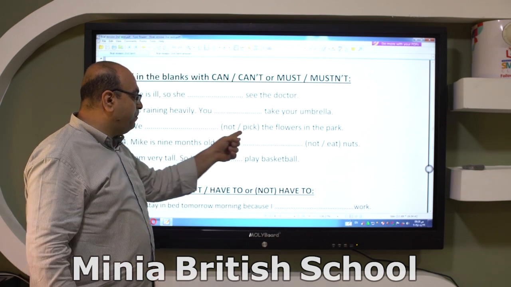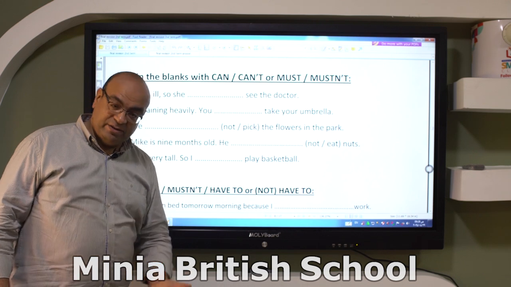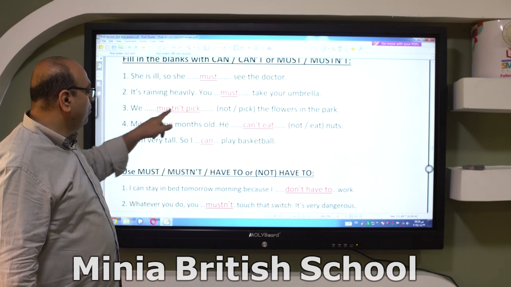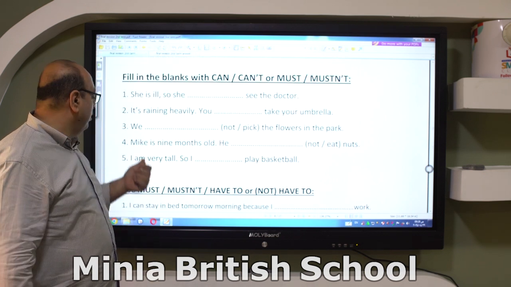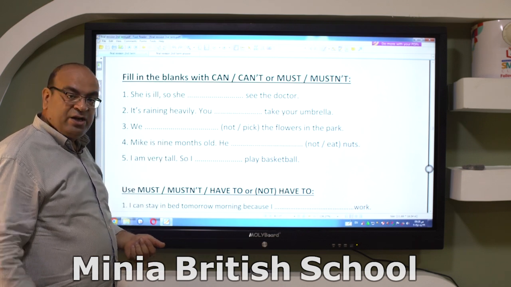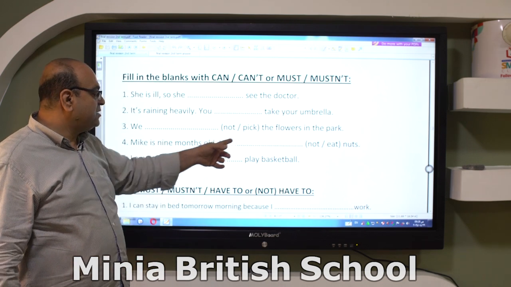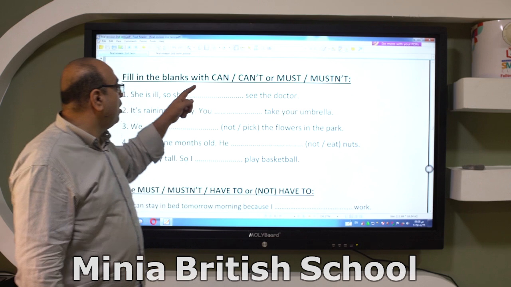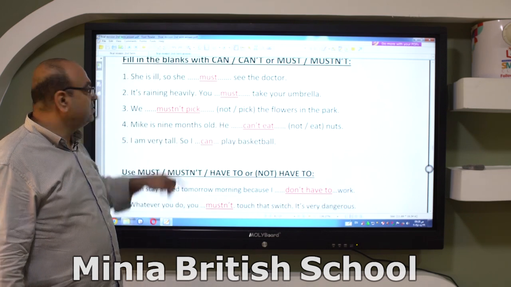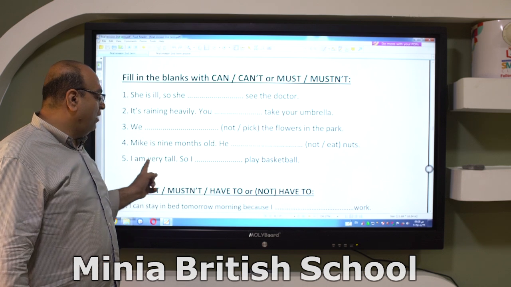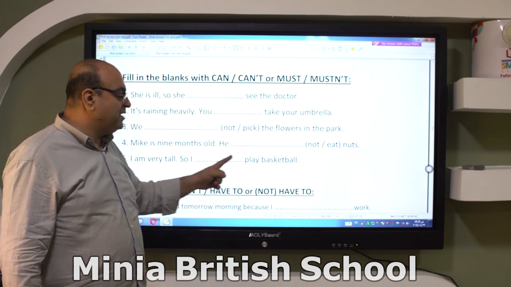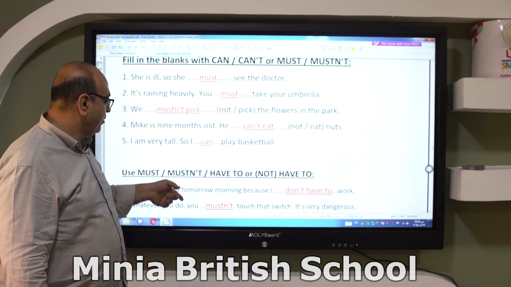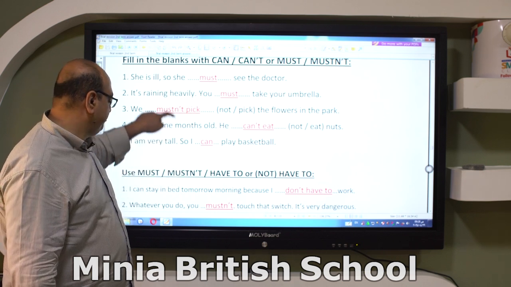Next one, we blank pick the flowers in the park. Can we do that? Of course not. So we mustn't pick. We mustn't pick. Next one, Mike is 9 months old. He's a baby, 9 months old. He blank not eat nuts. A 9 month old, yes, can't eat nuts. Excellent. Last one, I am very tall, so I blank play basketball. I can. Excellent. That's for possibility. All right.